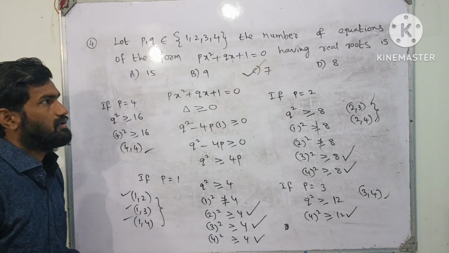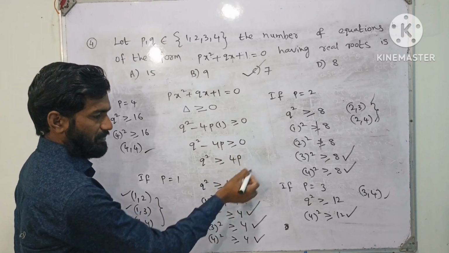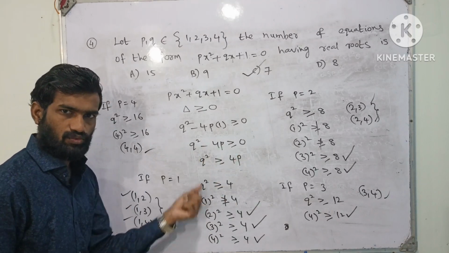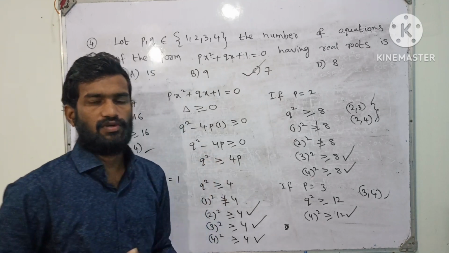It is very simple. He is saying that real roots means discriminant greater or equal to 0. After that I have taken values for p, and after that I have solved for q. Okay, so it is very simple. Okay, once observe this one.